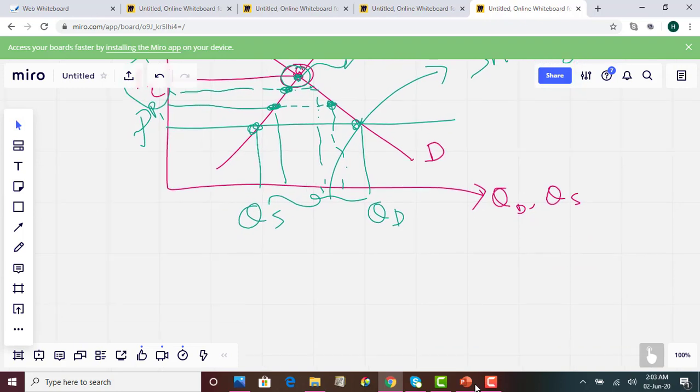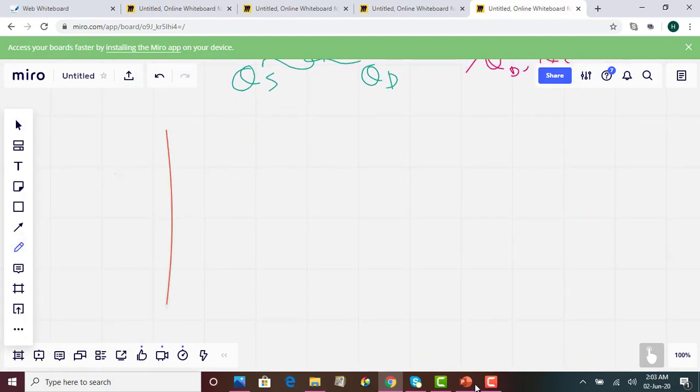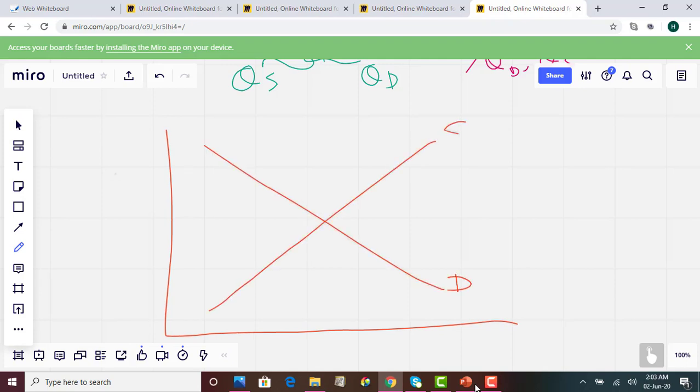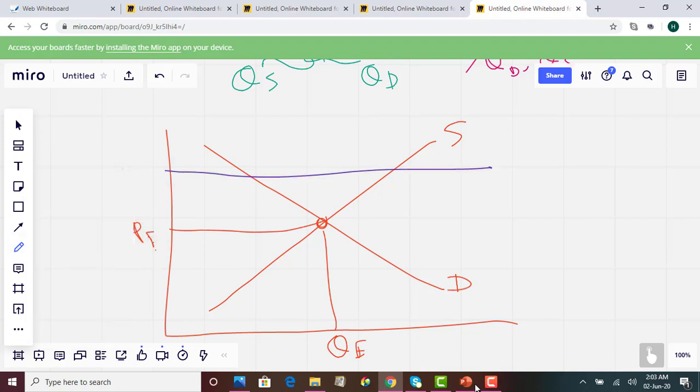Okay, now another scenario that can happen is if the current market price is above the equilibrium price. So again, let's say we have a demand curve, we have a supply curve, and this is the equilibrium quantity, and this is the equilibrium price. But now let's say the current price is greater than the equilibrium price. So see, this is greater than the equilibrium price.